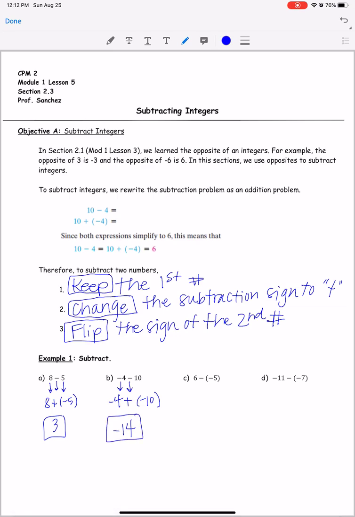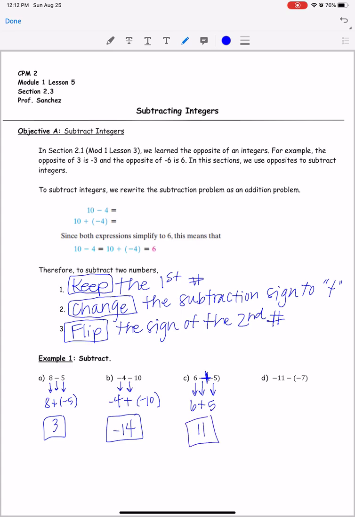Now with this one, you can do it one of two ways. If we use keep, change, flip, I keep the 6, change the subtraction to addition, and change this -5 to a +5. Or if you remember from our intro to integers lesson, a negative turns into a giant plus, which is exactly what we have here, 6 plus 5. Either way you go about that, you do get 11.